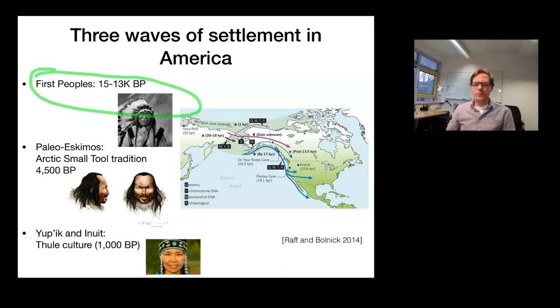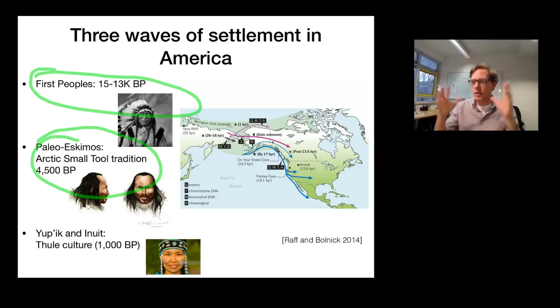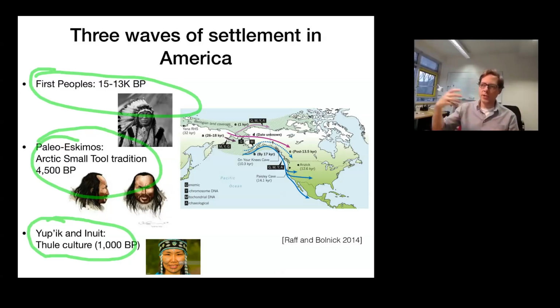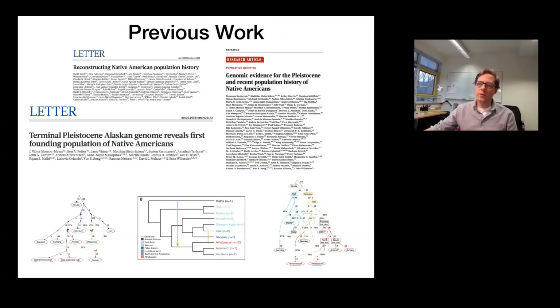in more detail. Then there was a second movement of Paleo-Eskimos, a population that archaeologists know covered the Arctic for many thousands of years, from 4,500 years ago all the way up until 700 years ago or so, when they were finally replaced and went extinct as a culture, at least, by Yupik and Inuit, who are representatives of the last migration that happened only 1,000 years ago, the so-called Thule culture, which is the name of the archaeological culture.